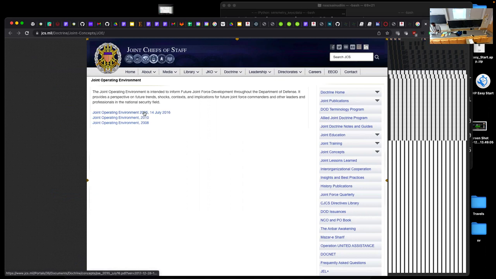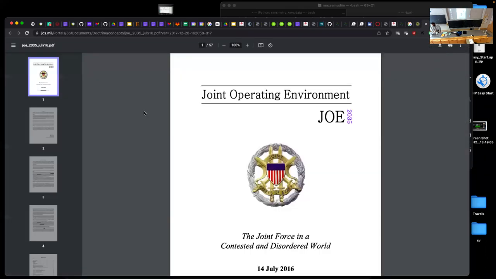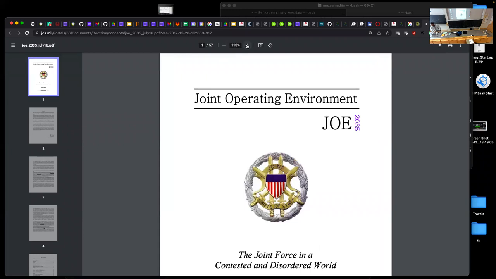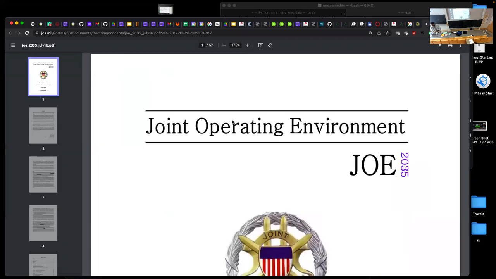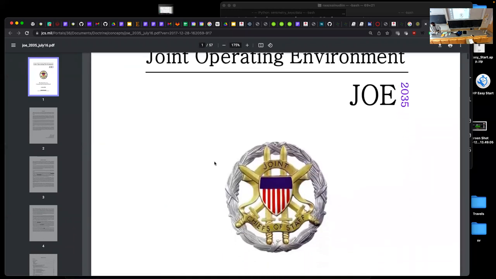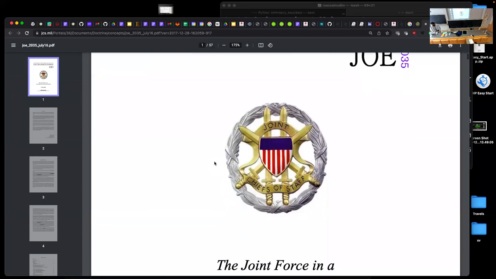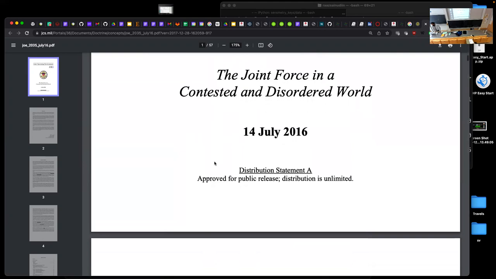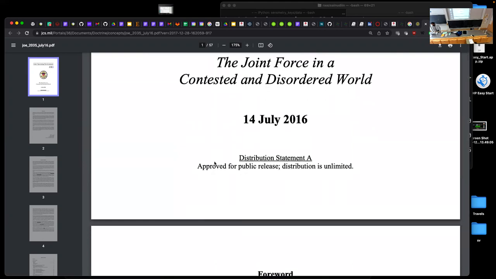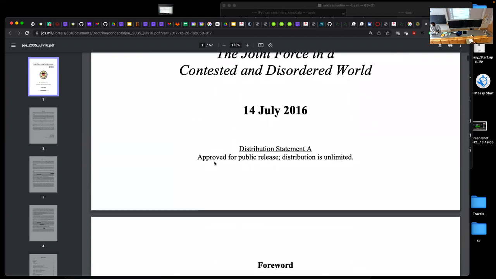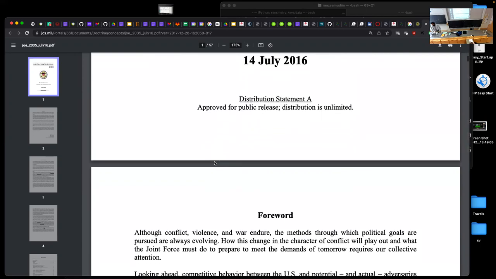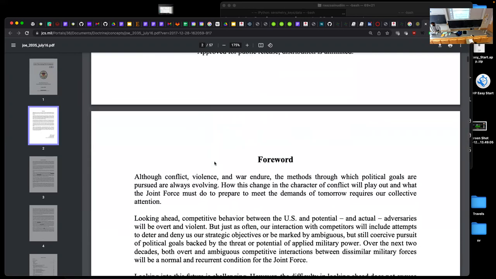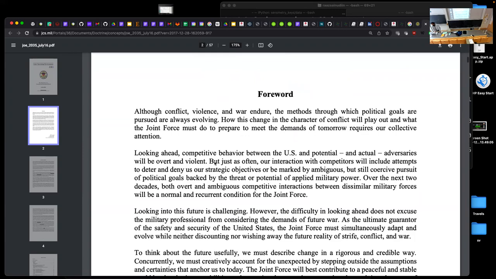So this is the Joint Operating Environment, or JOE 2035. Of course, there are also Chinese and Russian military views on this. This is the Joint Chiefs of Staff: The Joint Force in a Contested and Disordered World. Distribution statement: approved for public release. Distribution is unlimited.